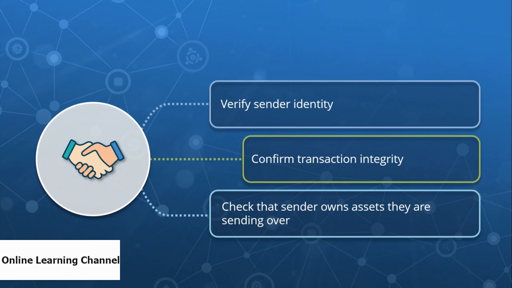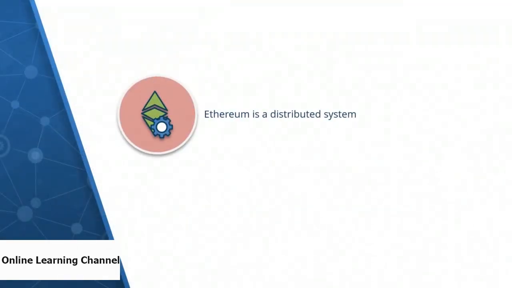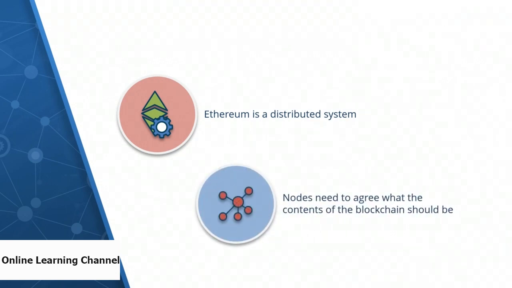However, at this point, every single mining node has its own set of transactions and in their own order. And given that Ethereum is a distributed system with thousands of different nodes, there needs to be some kind of consensus among these nodes on what the contents of the blockchain should be. So the specific points which the nodes need to agree upon include the contents of each of the transactions and also the total ordering of the transactions. So how exactly do all of these nodes arrive at a consensus?